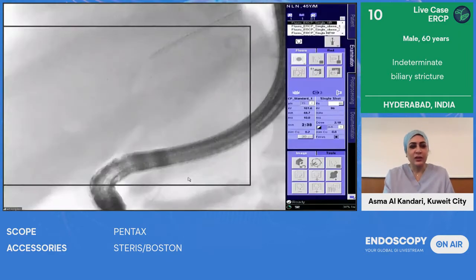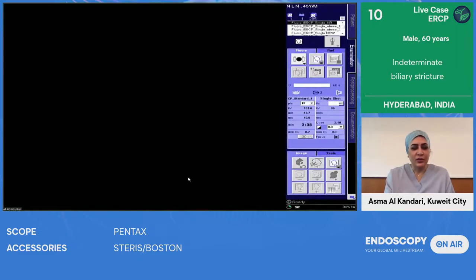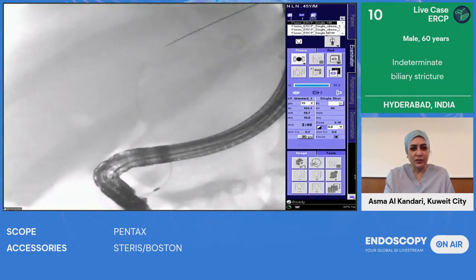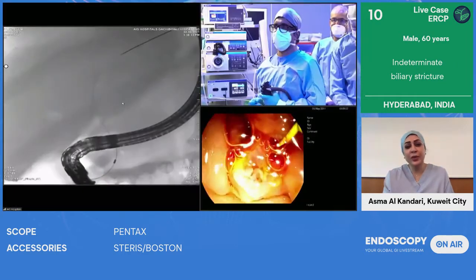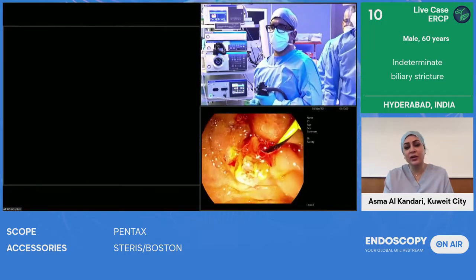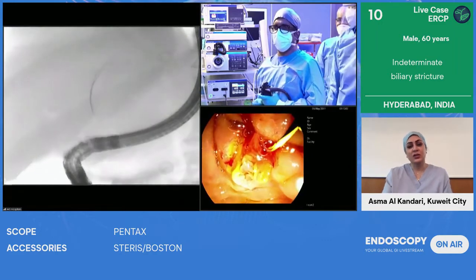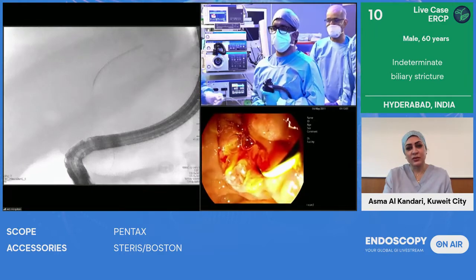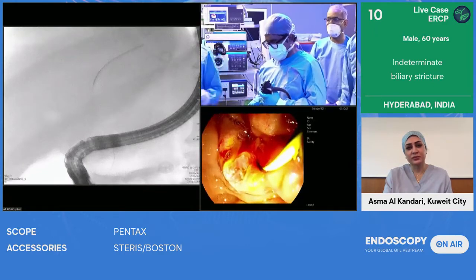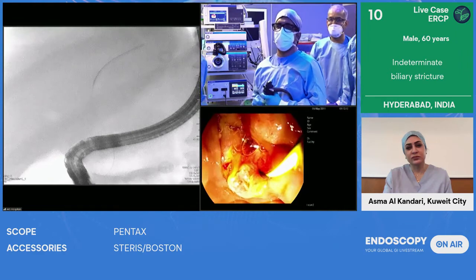So we try to be minimally invasive. We try to not inject the contrast. We'll do a cholangiogram first, then we'll do brush cytology. Are you going to combine the brush cytology with the biopsy or only cytology? We wanted to do a cholangiogram first, then we'll do a brush cytology.